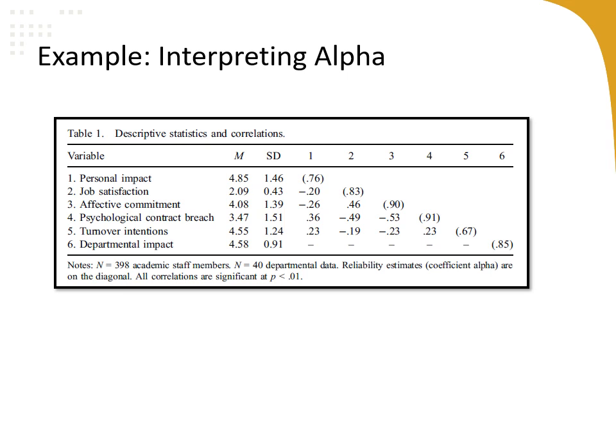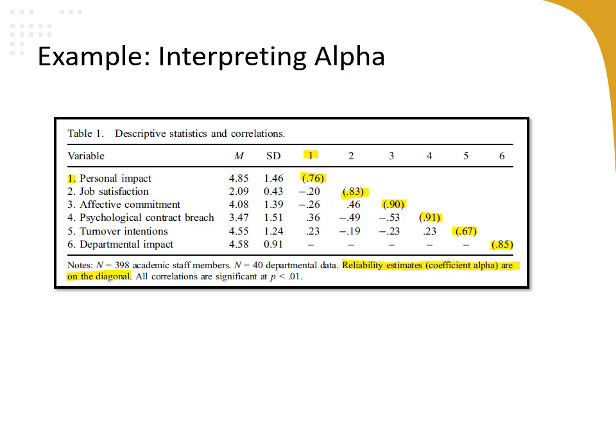So real quickly, just looking at interpreting Cronbach's alpha, you'll see that in this table it says reliability estimates or coefficient alpha are on the diagonal. So the diagonal is right here, these guys right here. In a correlation table, you're not going to report the correlation between 1 and 1, the variable in itself. So the diagonal is reserved for those reliability coefficients or Cronbach's alpha.